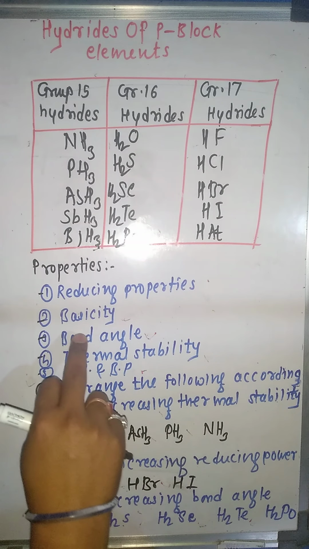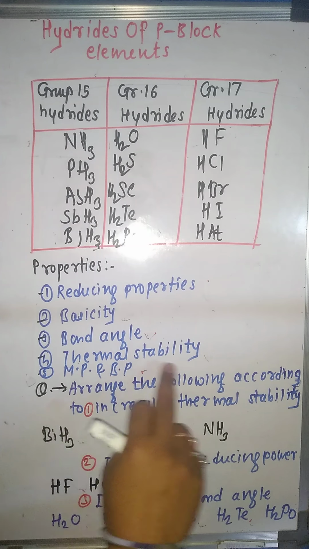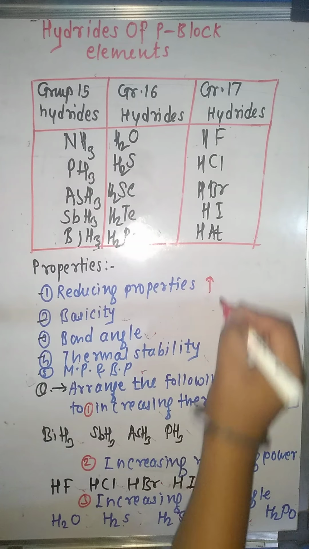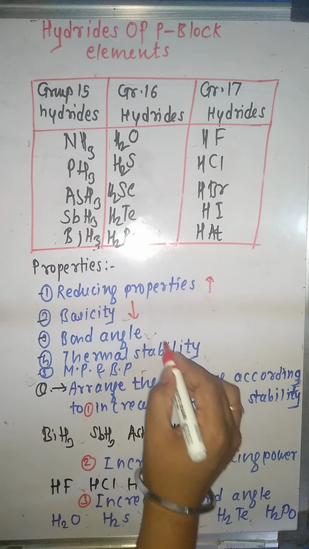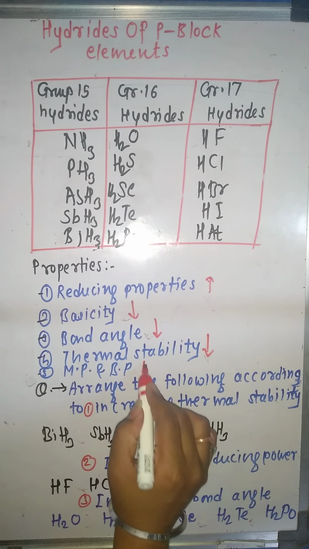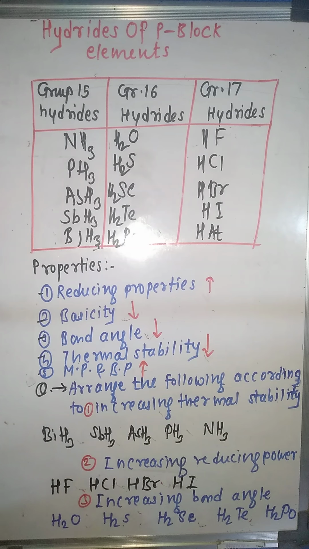Now, what are the different properties of hydrides? The first property is reducing property, then basicity, then bond angle, then thermal stability, then melting point and boiling point. Guys, you have to remember directly that when we move from top to bottom, that is from NH3 to BiH3 in case of group 15, the reducing property generally increases, while basicity decreases, bond angle also decreases, thermal stability also decreases, but melting point and boiling point increase. You have to remember that only reducing property and melting point and boiling point increase, while basicity, bond angle and thermal stability always decrease.